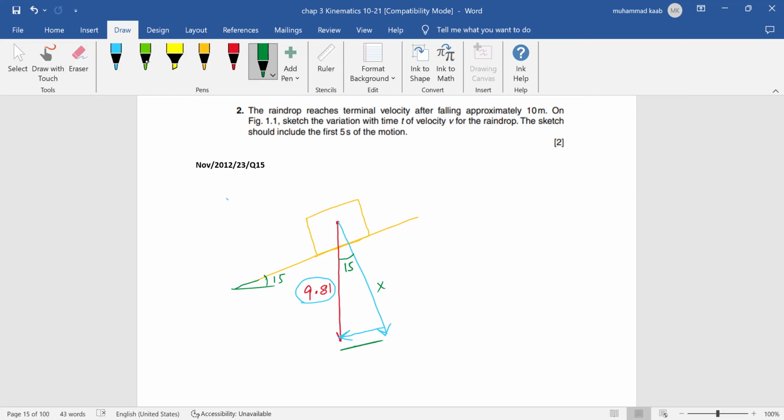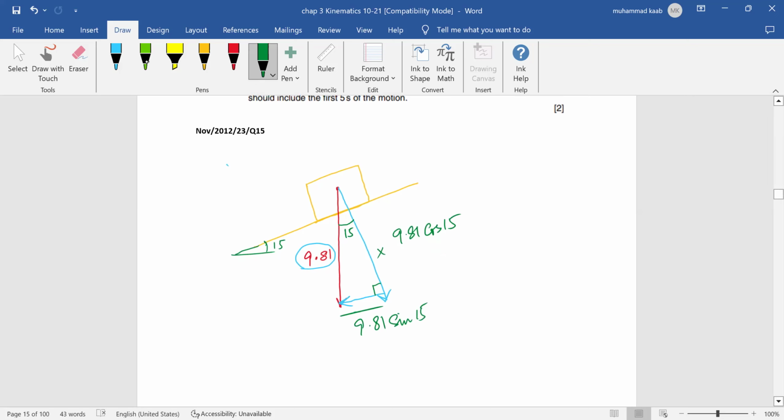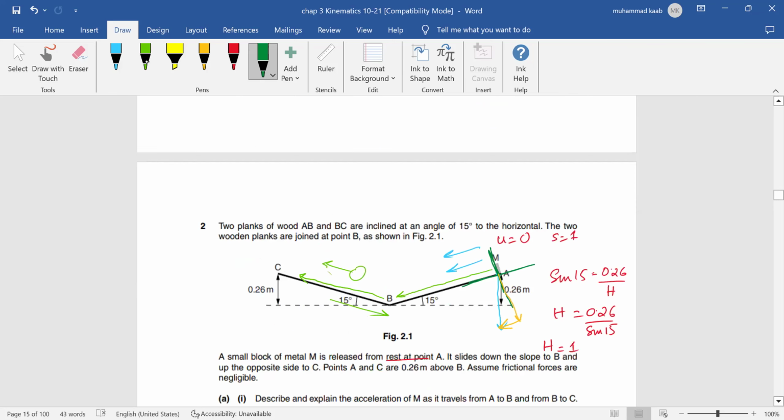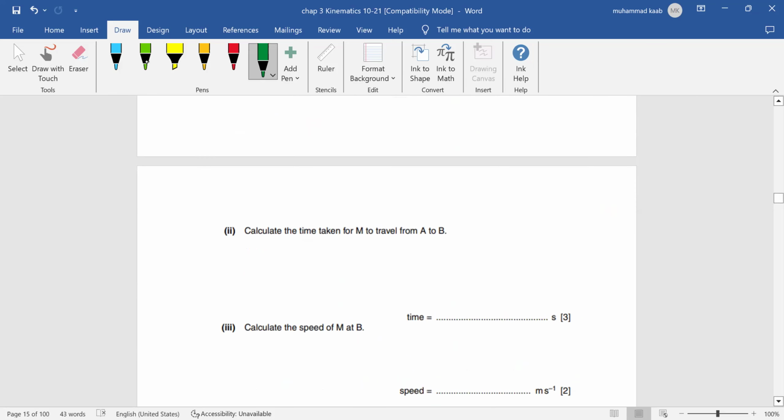Now just make the components. So the vertical component will be 9.81 cos 15, and the other will be 9.81 sine 15. Is that clear? Now we have the acceleration in the direction of motion, so we can use these three things. We have the initial velocity 0, the displacement 1, and the acceleration 9.81 sine 15, right?